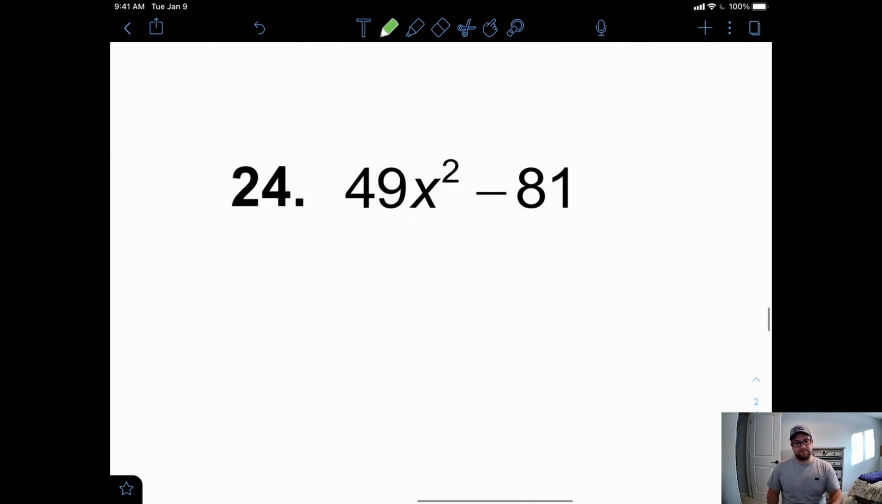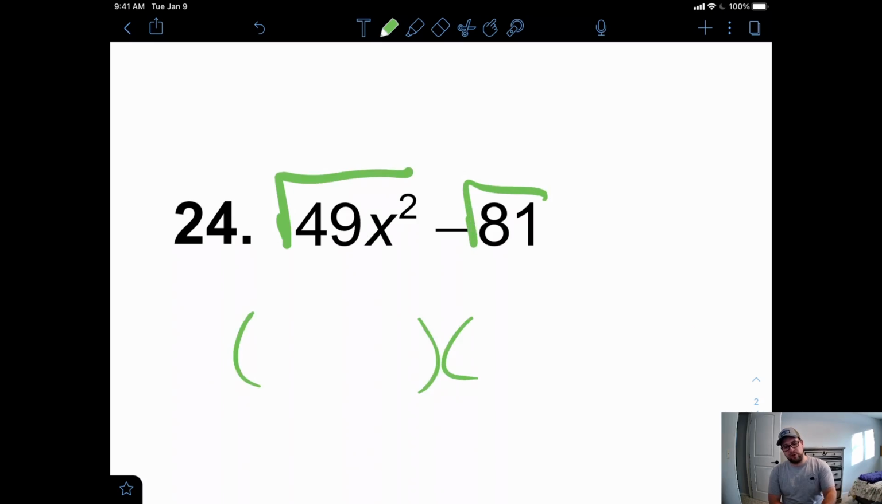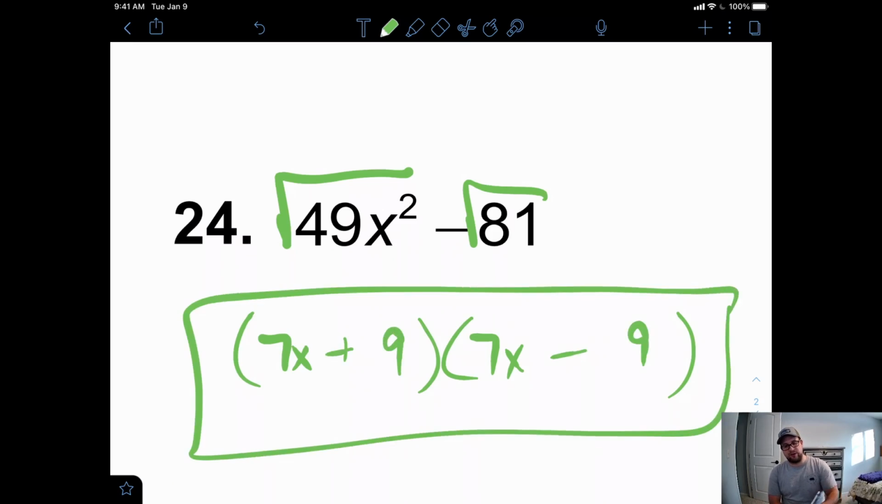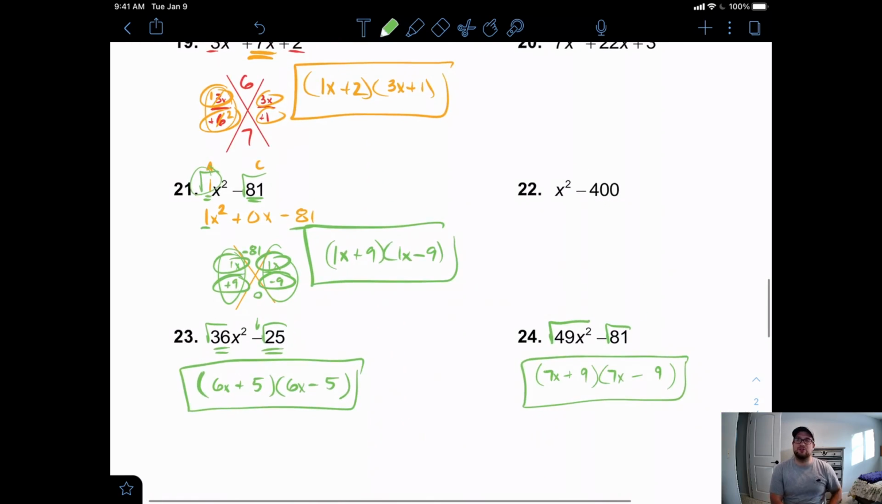Here's another one. 49 and 81 are both perfect squares. So if I take the square root of both, the square root of 49 would be 7, and we're going to put the x on that one. Then the square root of 81 is 9, so we'll put the 9 on that one, and we just make one positive and one negative, and that will give us our answer. So on some problems, that's a nice little trick to make this a little bit easier to do.